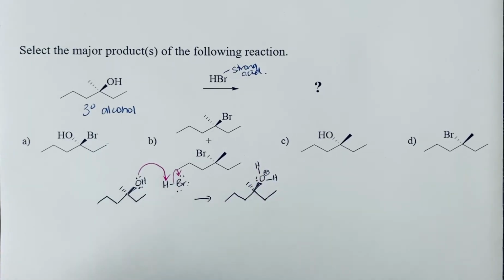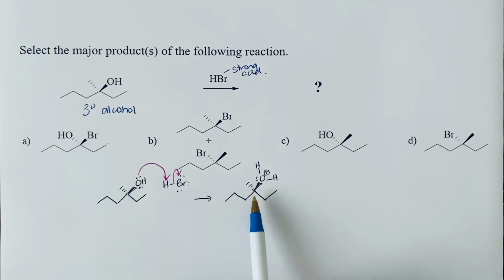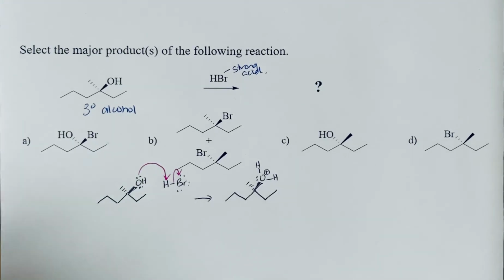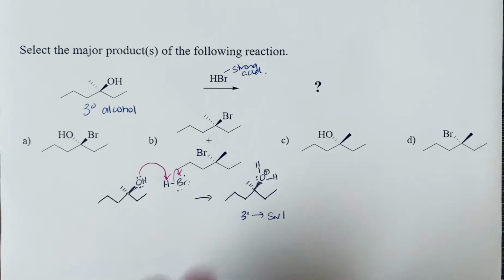So good leaving groups are things that once they leave are either neutral or very weakly basic, right? So the bromide that we're losing here, being the conjugate base of a strong acid, is also a good leaving group. We saw that in the alkyl halide chapter. And now this will leave as a water molecule. So this would also be a really good leaving group. And so the reaction that's taking place is going to be a substitution reaction. So to decide if it's Sn1 or Sn2, we need to think about the structure of the substrate. And since this is tertiary, we are going to be looking at the Sn1 pathway.